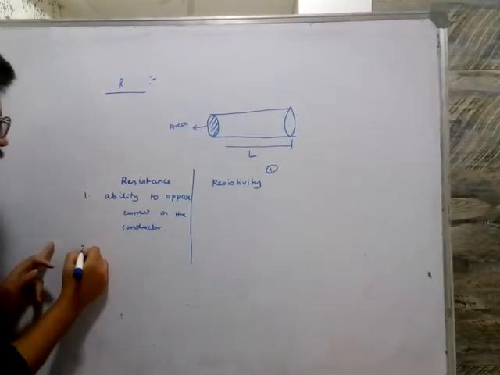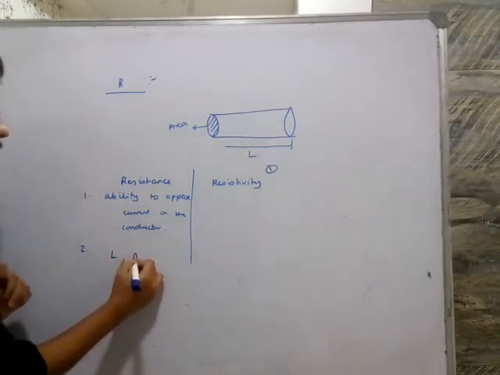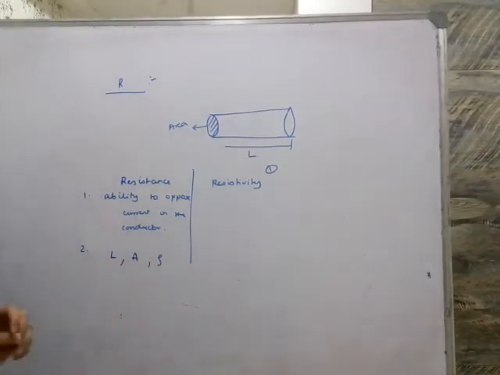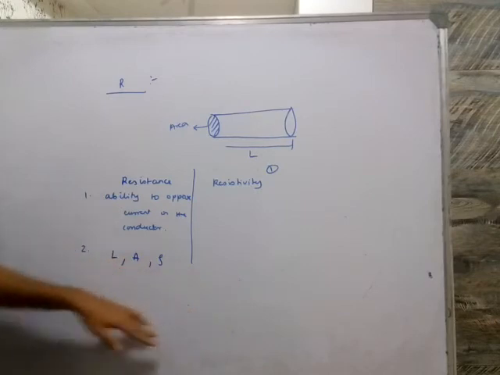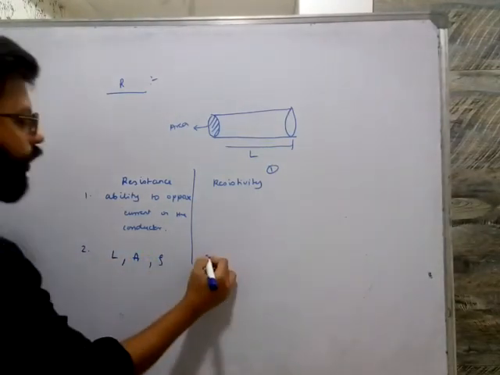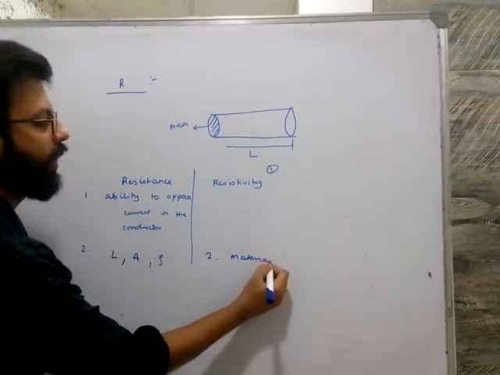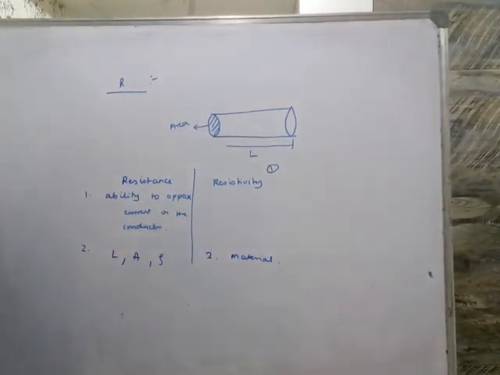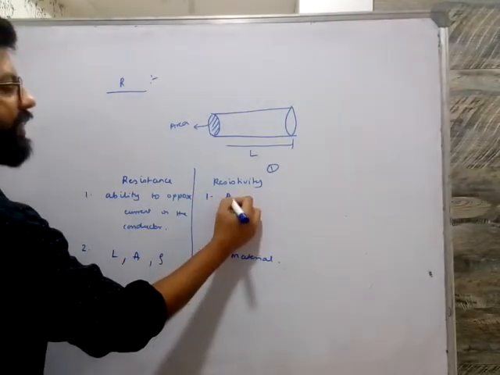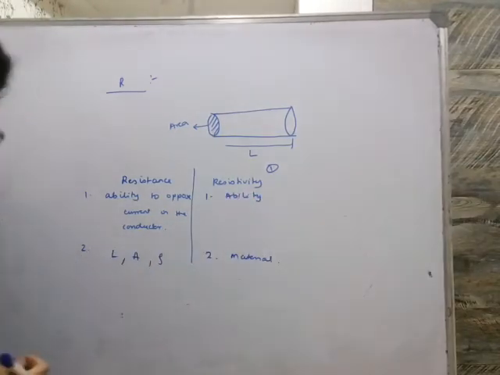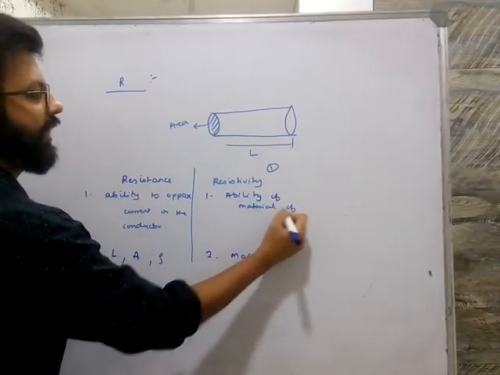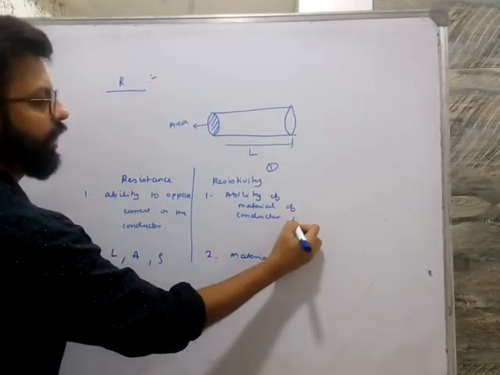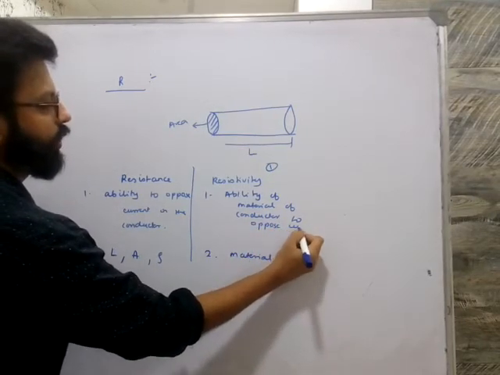Now, resistance depends upon three factors: length, area, and rho. Rho is nothing but resistivity. I'll tell you in detail what rho exactly is. And this resistivity depends only on the material. This is very important. So it is the ability of the material to oppose current. Resistivity is nothing but the ability of the material of the conductor to oppose current.